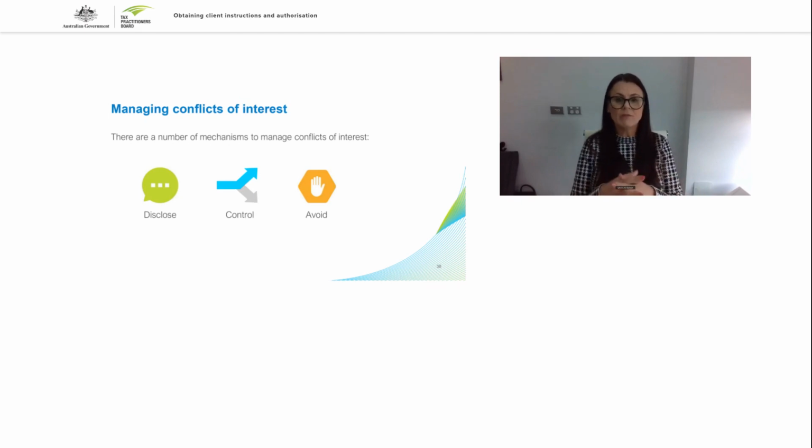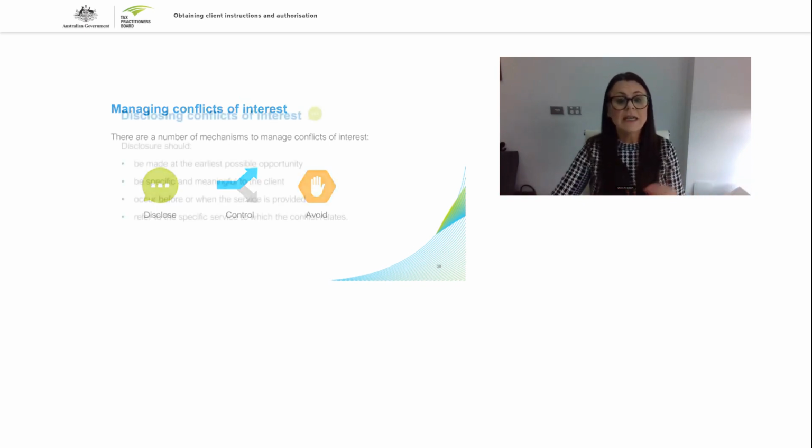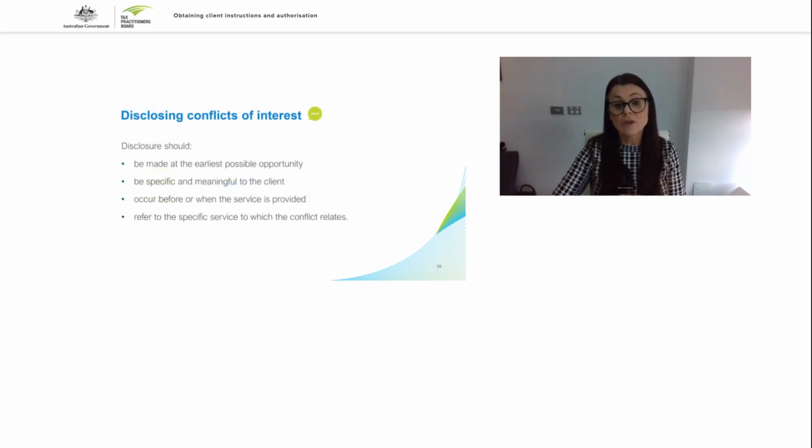So when managing conflicts of interest, you should use your professional judgment to determine the most appropriate method to identify and manage a particular conflict. And there's a number of mechanisms that could be used to manage conflicts of interest, including disclosing the conflict to all parties, controlling the conflict, and also avoiding the conflict is a very valid option. So today I'm going to focus on disclosing the conflict.